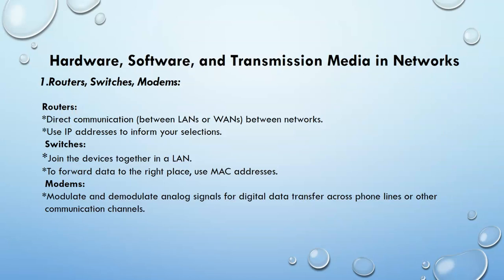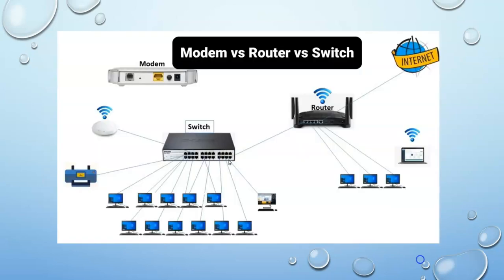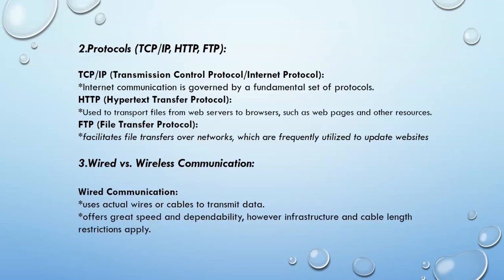The first one is routers, switches, and modems. This is a sample image which you can take as an idea, showing a modem, a switch, and a router. From the internet, the data goes to a router. From the router it goes to a switch, and from the switch it goes to the PCs. Protocols. There are some protocols we need to know: TCP/IP, HTTP, and FTP.